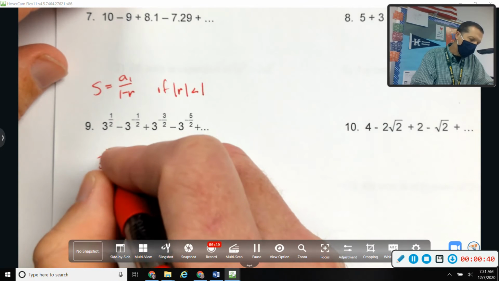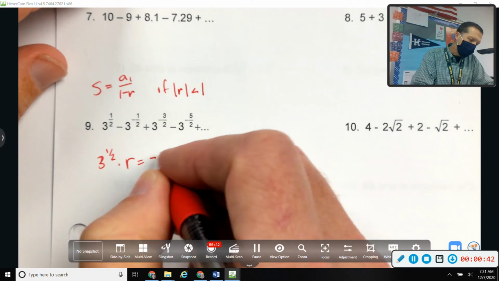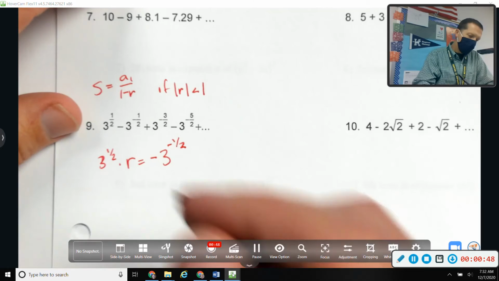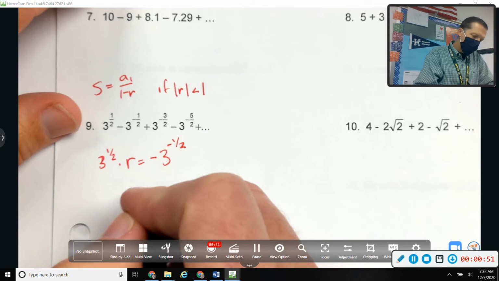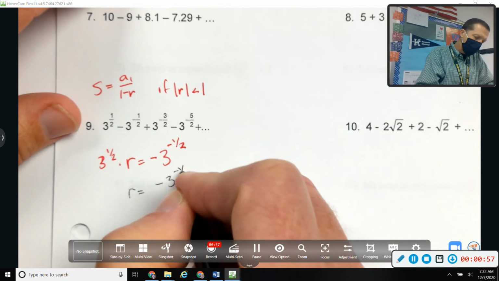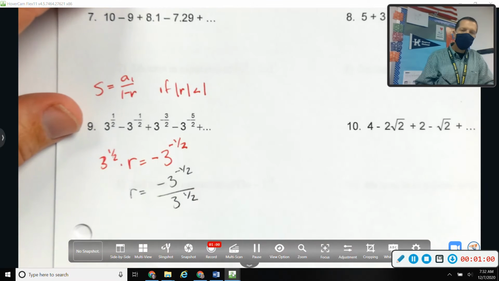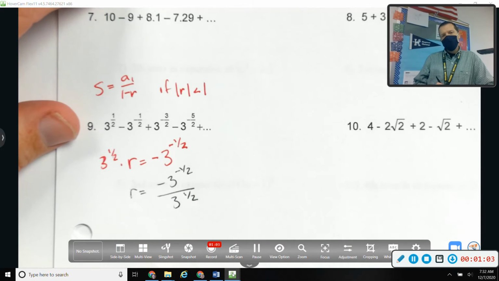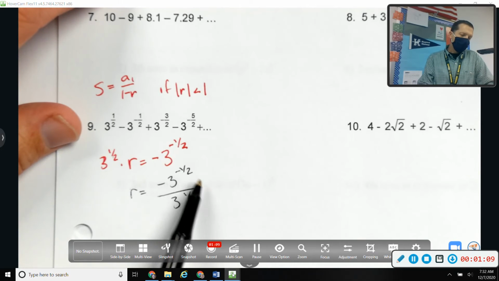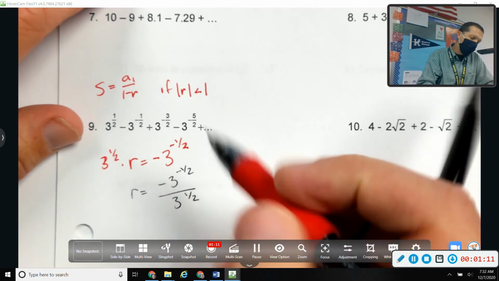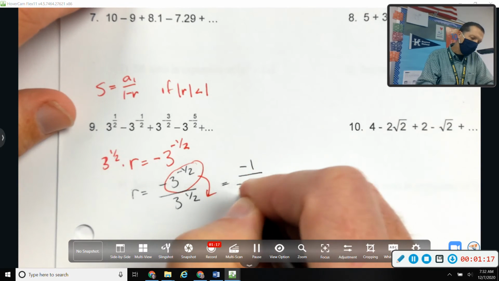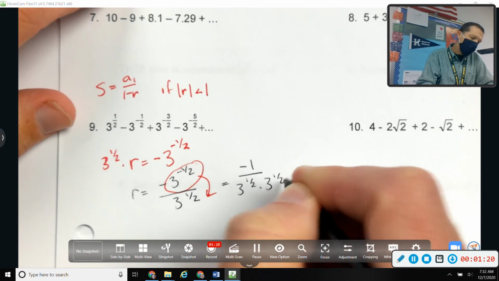So 3 to the 1/2 times r gets me to negative 3 to the negative 1/2. So let's see. I guess I could divide both sides by 3 to the 1/2. And those don't cancel, right? Because one's a negative 1/2, one's a positive 1/2. So I either need to move, I guess we normally move the negative one to the other side. So let's move that to the bottom. So negative 1 over 3 to the 1/2 times 3 to the 1/2.